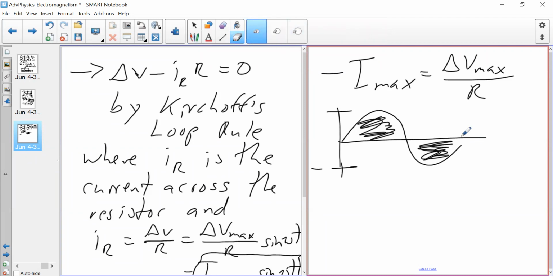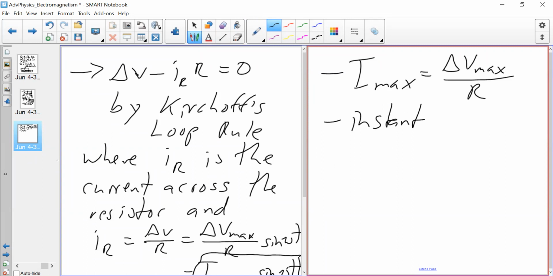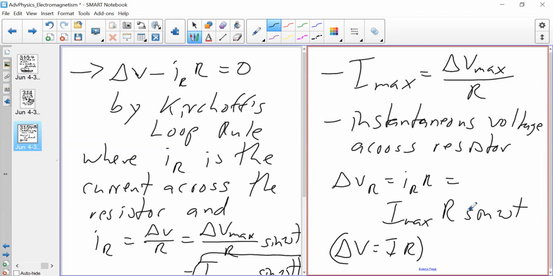Pretty awesome. Okay, so this is basically an instantaneous voltage, this Vmax business, or delta V, across the resistor. So you find a voltage at any moment. Delta VR equals IR times R. That equals I max R sine omega t. Remember, this was Ohm's law. It was delta V equals I times R. Now we're doing it in terms of the sinusoidal nature of this voltage.